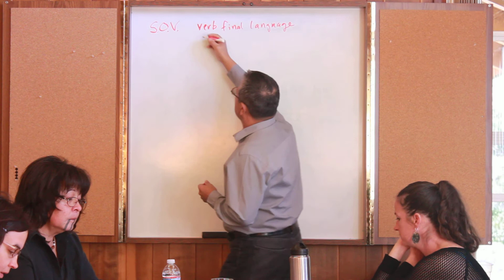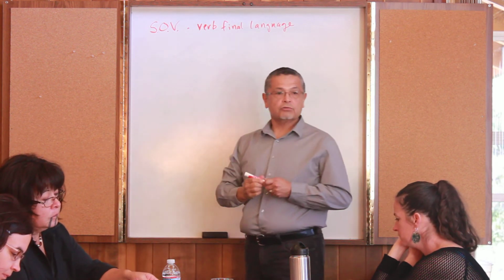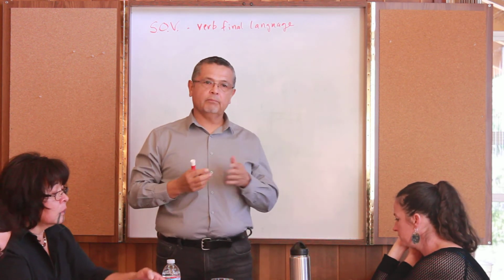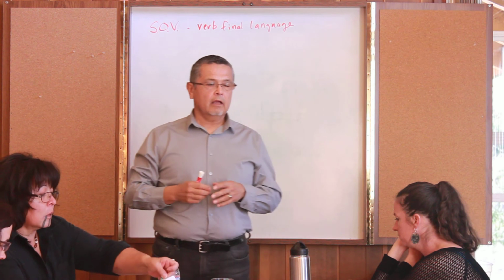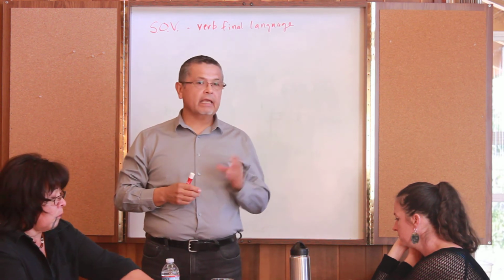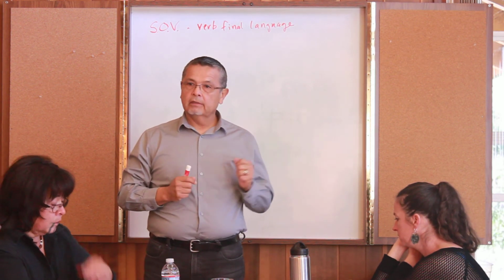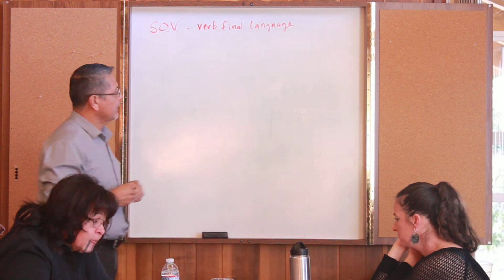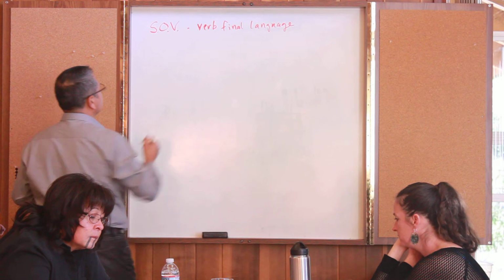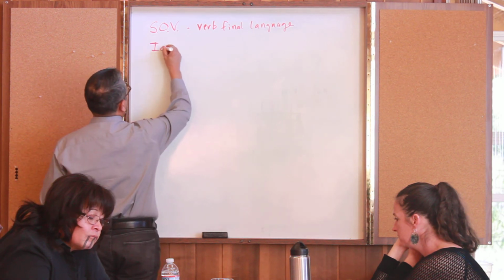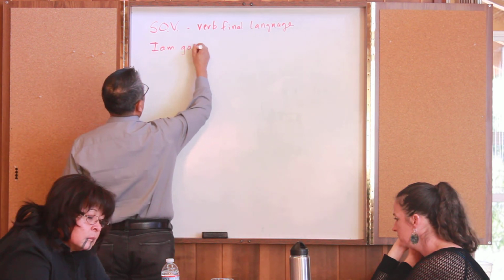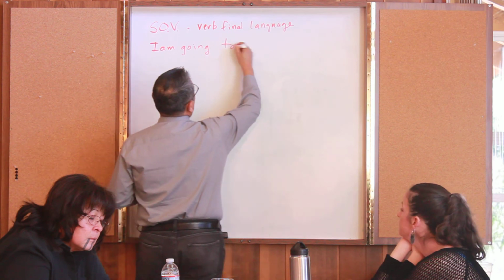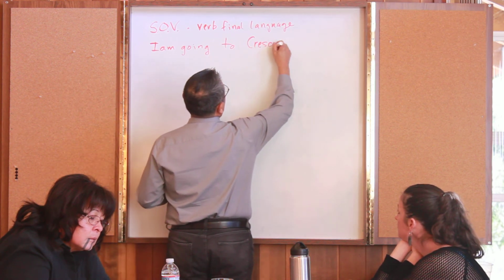Okay, so what that means is that in a construction, which in this case would be a sentence, then the verb is always going to be at the end of the construction. It's never on the front, it's always going to be at the end. So for example, in English, I am going to Crescent City.